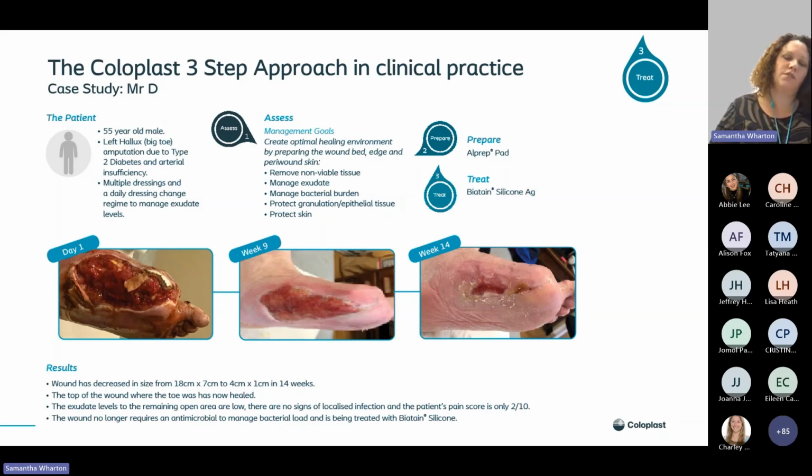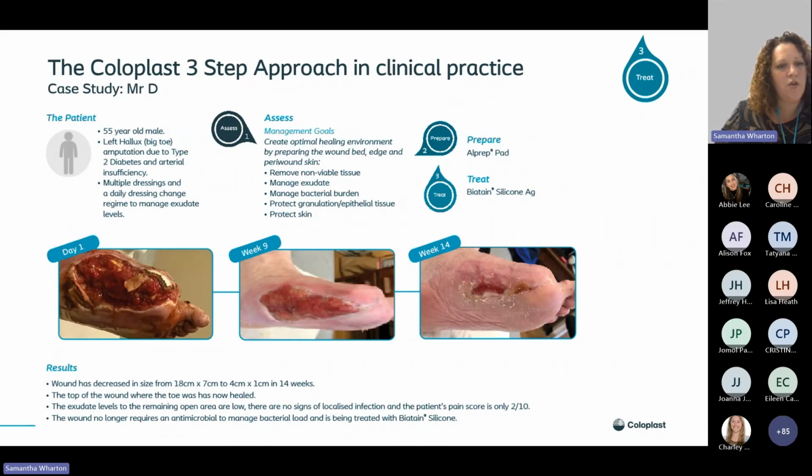And as you look at those photos, you can see after week 9, what an amazing improvement from day 1. That area where the toe's been amputated is healed. That wound bed's looking nice and pink and healthy. And then when you go to week 14, what an amazing achievement on someone that's got diabetes and arterial insufficiency, that wound's progressed to that point within 14 weeks. So the results were the wound had decreased in size from 18 by 7 centimetres to 4 by 1 centimetres in just 14 weeks with a very complex patient.